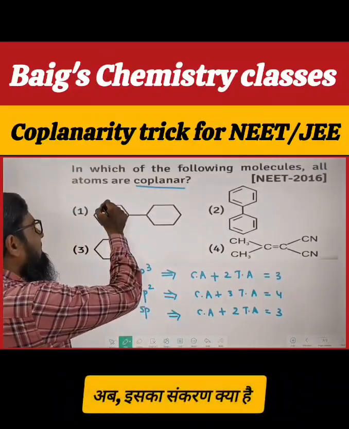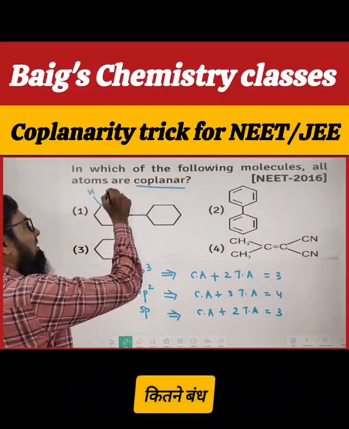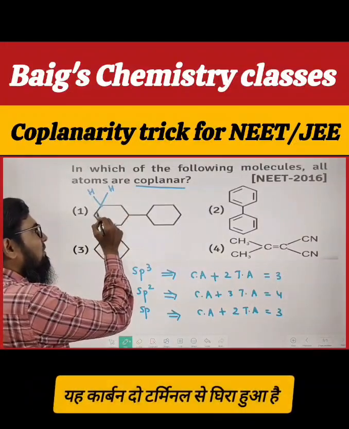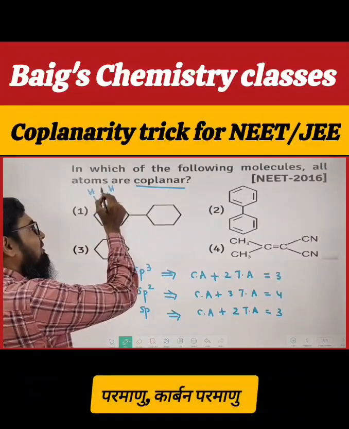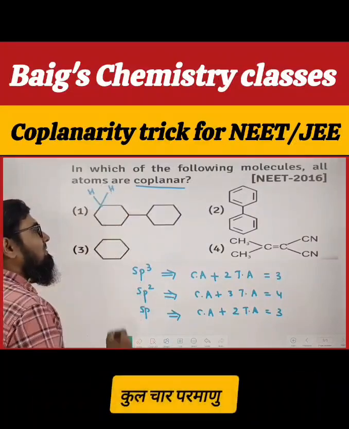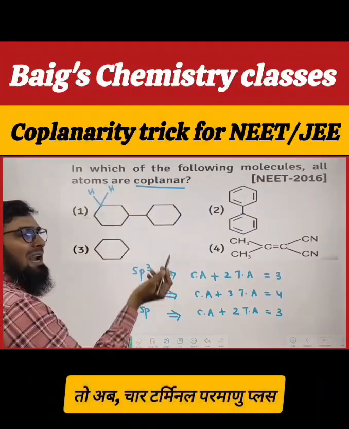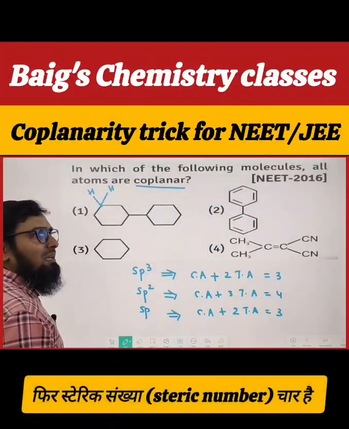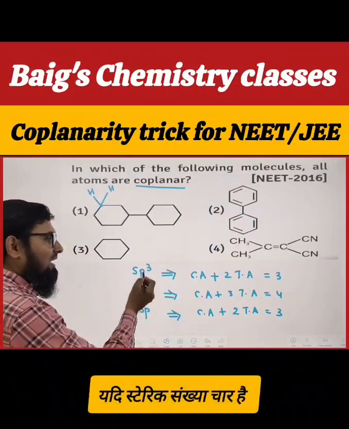Now what is the hybridization of this? This carbon is making total how many bonds? These are hidden hydrogens. This carbon is surrounded by 2 terminal carbon atoms and 2 hydrogen atoms. Total 4 atoms. So 4 terminal atoms plus how many localized lone pairs? 0. Then the steric number is 4. If the steric number is 4, hybridization is sp3.